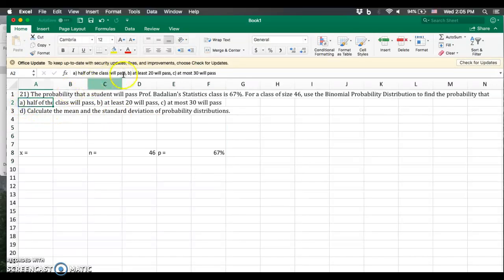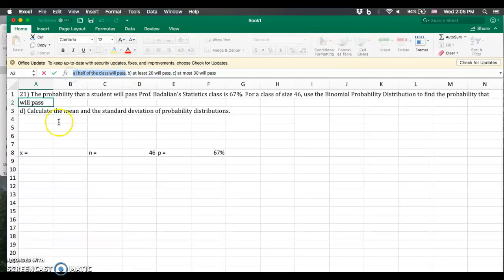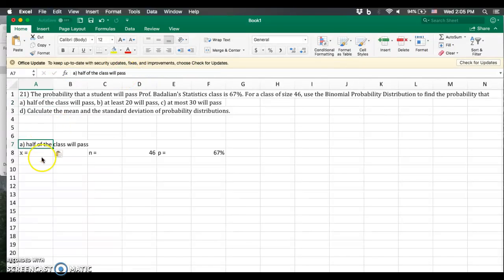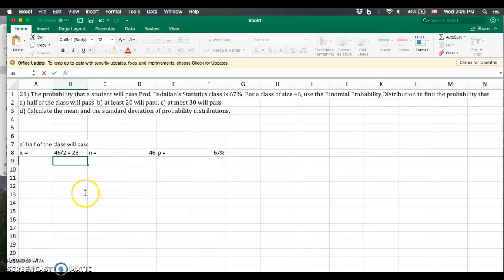A says half of the class will pass. Half of the class? This is more like an exact half of the class. It's not more than half of the class, it's not less than half of the class, it's exactly 50% of the class. So half of the class, that is 46 divided by 2, which is 23. So half of the class is going to pass the exam. This is exact.